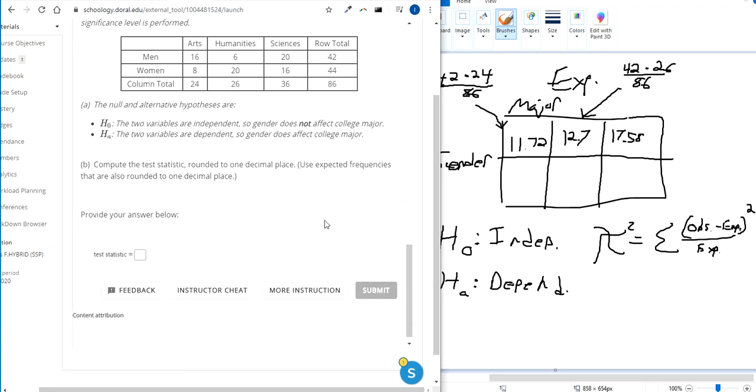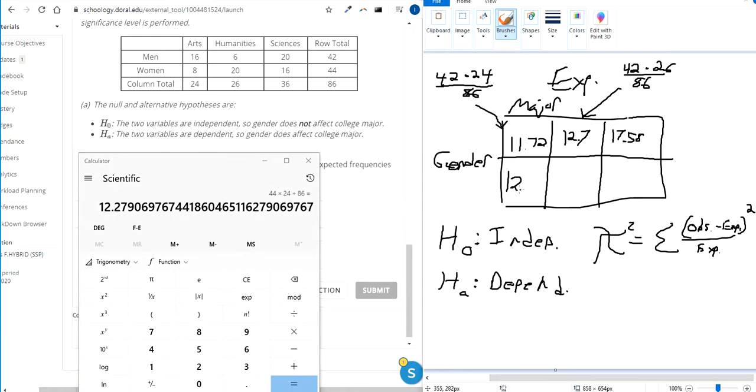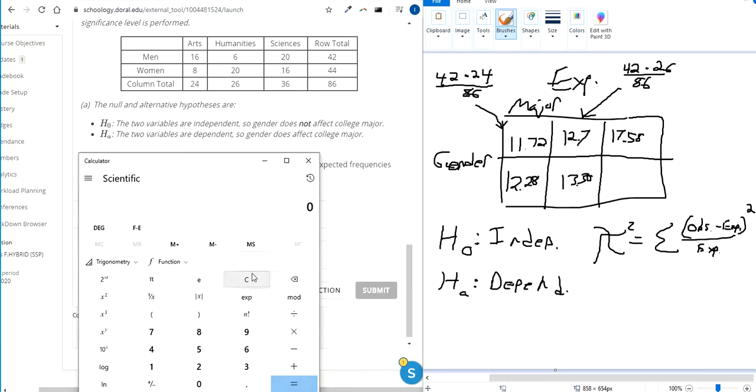For the women in the arts, it's again the row total times the column total, divided by the grand total, 12.28. Women in the humanities, row total times column total, divided by grand total, 13.30. And then women in the sciences, row total times column total, divided by grand total, 18.42.